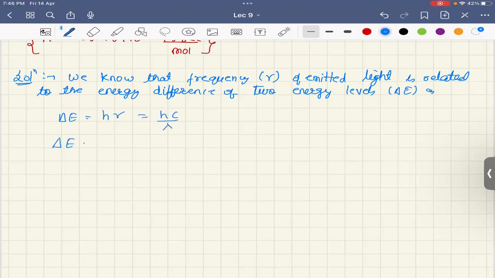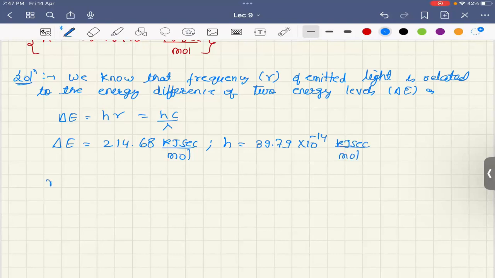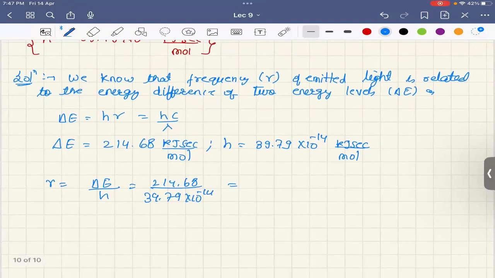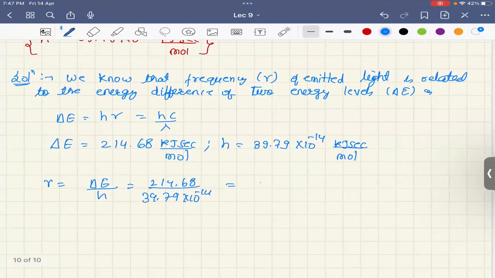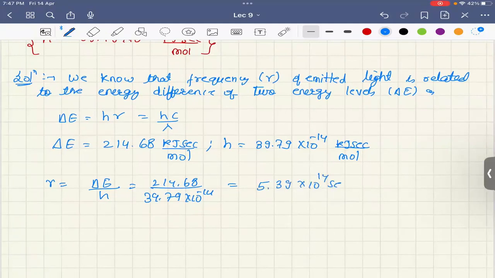Right? We are already given delta E value, which is 214.68 kilojoule per mole, and we are also given h value, which is 39.79 into 10 raised to power minus 14 kilojoule second per mole. Right? Hence nu is nothing but delta E by h, which is 214.68 divided by 39.79 × 10 raised to power minus 14, which is nothing but 5.39 into 10 raised to power 14 second inverse, right?